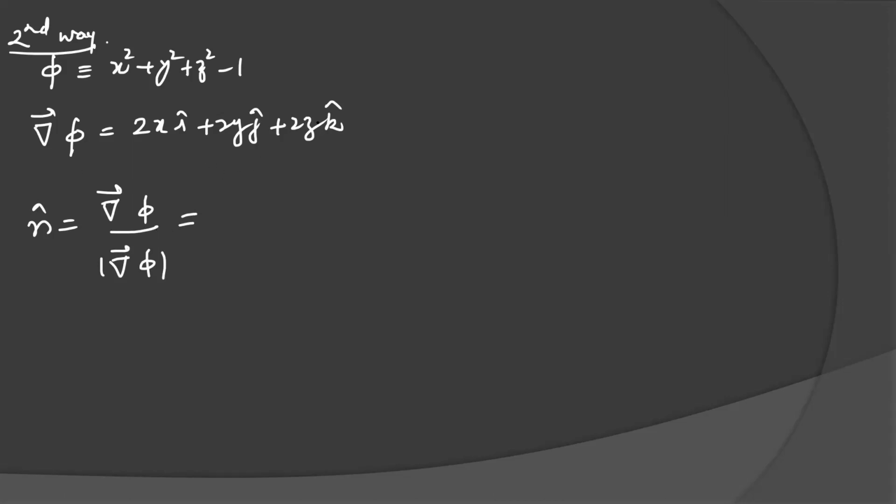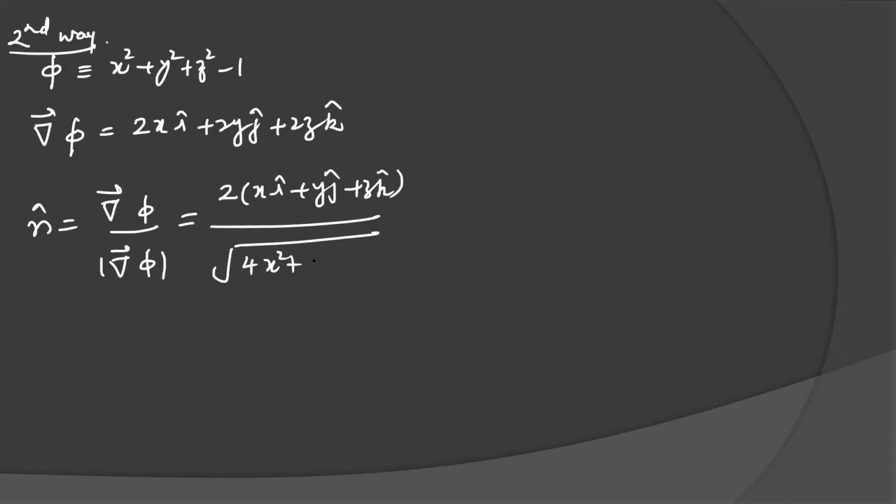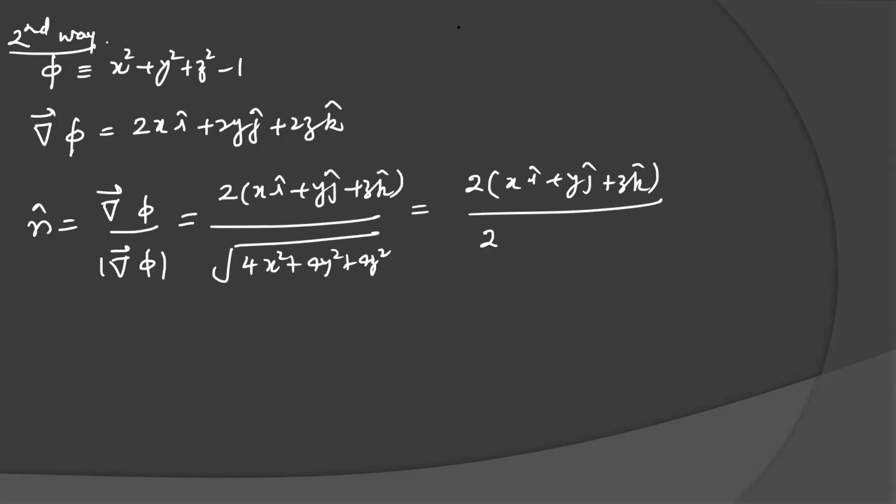So I'm taking any point. This is the general case. So that will be 2xi plus 2yj plus 2zk, and its magnitude will be the square root of 4x square plus 4y square plus 4z square. Taking 4 common, the square root will be 2, and the square root of x square plus y square plus z square is actually given as 1. So the n cap will be xi plus yj plus zk.